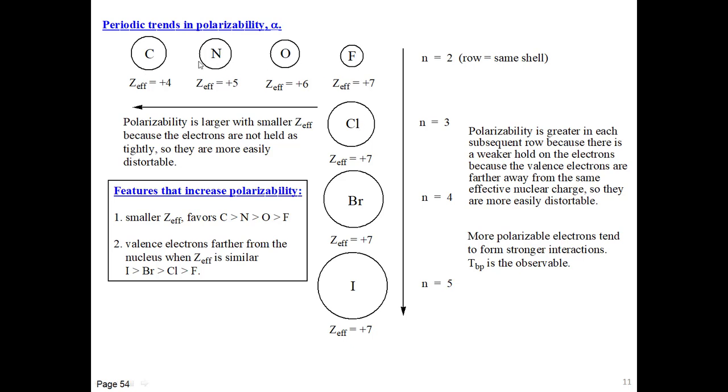And then if you look in a row, the Z effective keeps getting bigger and bigger, and as it gets bigger and bigger, the electrons that are around this atom are held tighter and tighter. That's kind of the opposite of polarizability. Things that are less tightly held are more polarizable, more distortable, and probably should lead to stronger dispersion forces. So these guys are all in the same row, and these guys are all in the same column. So if I had another column here, it should parallel what I see over here. And if I had another row here, it should parallel what I see up above.